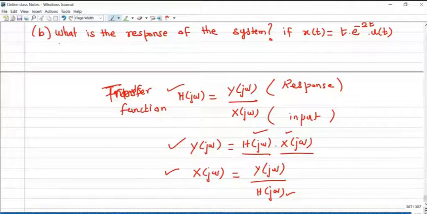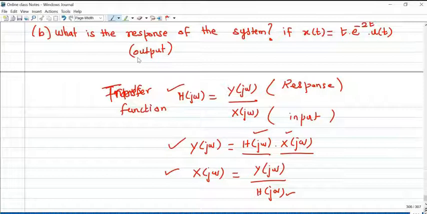Second option in this particular problem: what is the response of the system if x of t equals t e power minus 2t u of t? Response of the system means the output of the system. Please remember the terminology: response of the system represents y of t. What is y of t if x of t equals t e power minus 2t u of t?